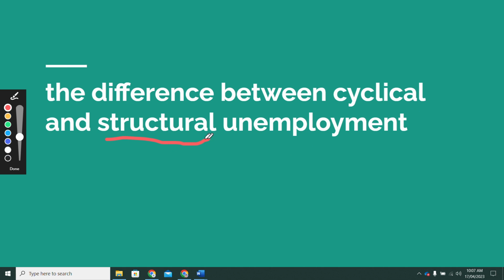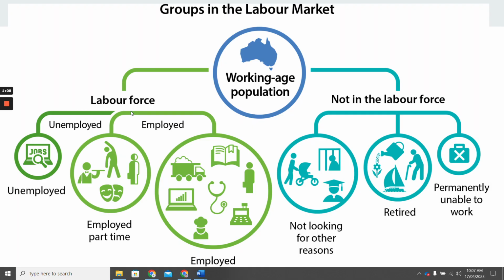Structural is a little bit different. It's not quite aggregate supply, but you really can be thinking of it as the makeup of the economy or the structure of the economy. And in this case, we're going to think about the mismatch between skills and jobs. So let's get into it.